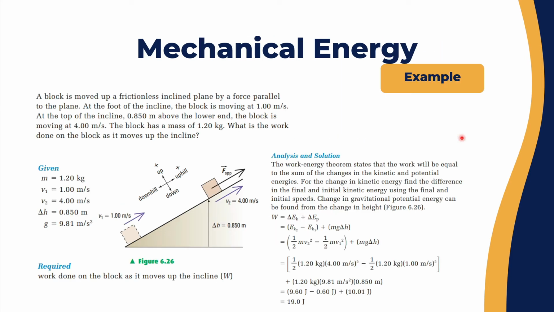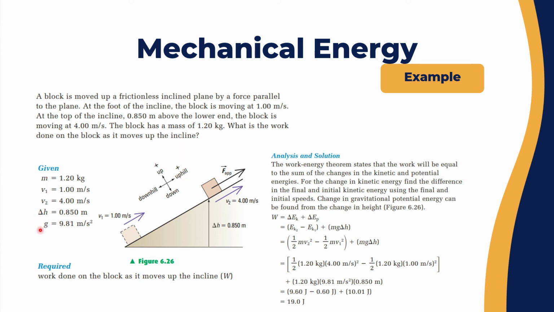Let's take an example. A block is moved up a frictionless inclined plane by a force parallel to the plane. That's the applied force. At the foot of the incline, down below, the block is moving with a speed V1 equal to 1 meter per second. At the top of the incline, 0.85 meters above the lower end, so the height is 0.85 meters, the block is moving at 4 meters per second, so V2 is 4 meters per second. The block has a mass of 1.2 kilograms. What is the work done on the block as it moves up the incline?